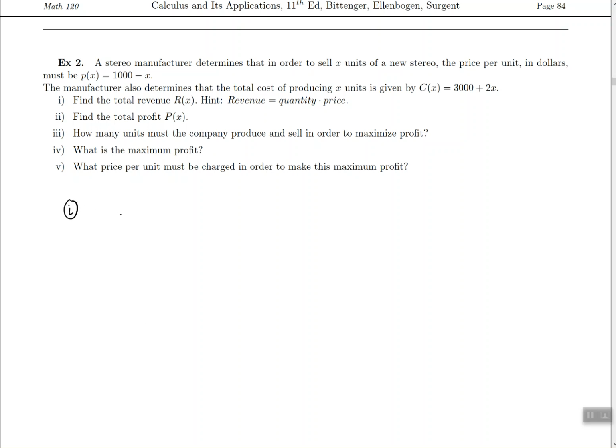Part 1 said find the total revenue, which we call R of X, and they give us the hint. The hint is that the revenue is going to be the quantity times the price. The quantity in this problem is going to be the letter X. It represents how many stereos you're making, new stereos basically. So for revenue, we're going to be multiplying X by the price, and the price is given by the formula 100 minus X. So the revenue function is going to be 100X minus X squared. So for now, this is going to be the answer, and we're not doing anything with it right this instant. So that's the end of part 1.